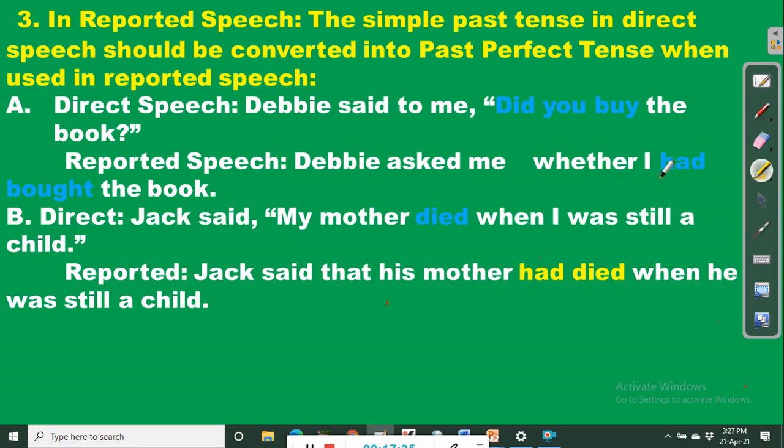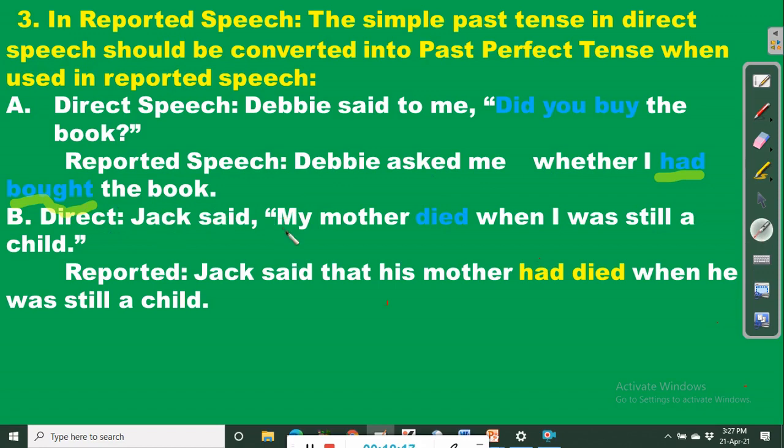All right. So let's use the yellow to indicate the reported speech here. I shouldn't really cancel it, but indicate, probably underline it with yellow. All right. So let's do this. Okay. So Debbie asked me whether I had bought the book. Did you buy the book? So that is the way to report it. Then let's look at the second example here.